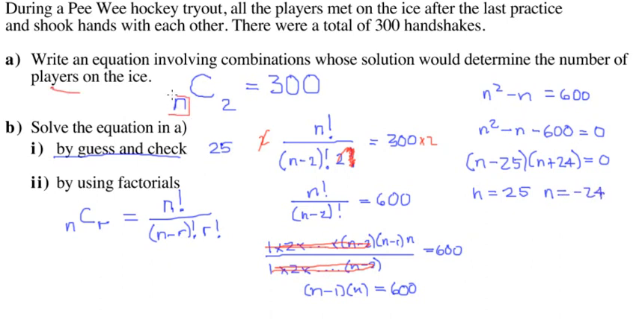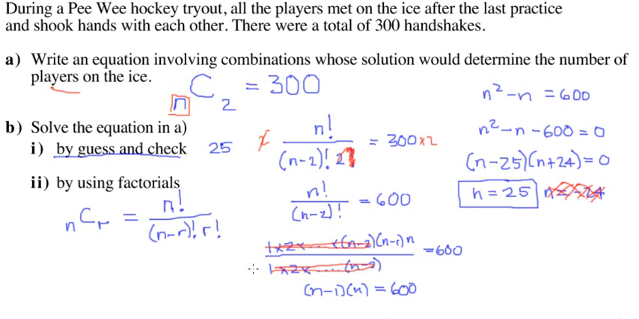Just like you can't have negatives in a factorial, you can't have negatives in a combination. You can't say, here are minus 24 things, select two of them. So that negative answer is extraneous, away it goes. And here's the 25 that we got by guess and check. So yes, guess and check was cool here because the numbers weren't all that big. We were able to guess our way down to the correct answer.